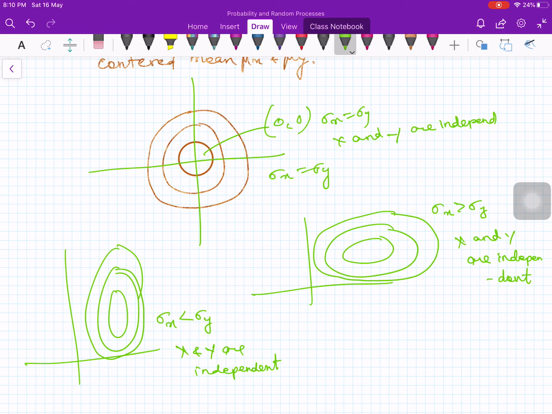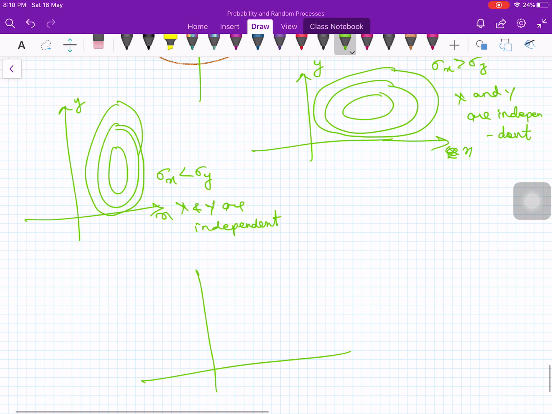But sometimes you orient these ellipses in some other direction. Here x is independent of y, and here also x is independent of y. In case I have the contours like this, wait a minute, this is wrong again. Oh, it is not coming. Okay.